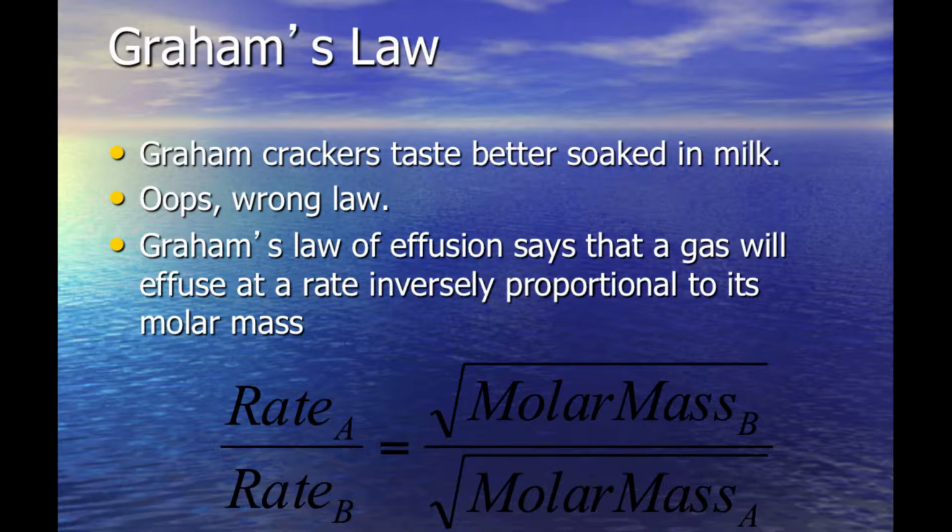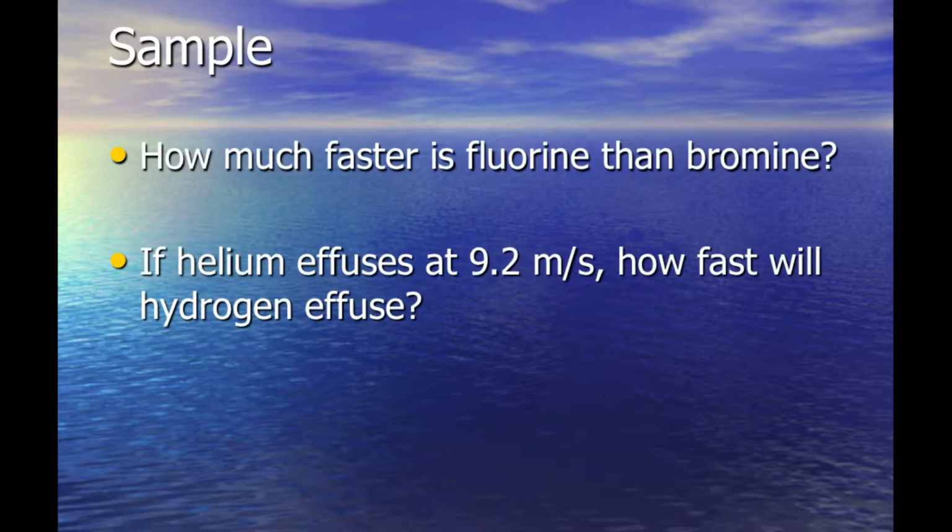And that's Graham's law. We'll actually practice this a little bit in class, but I will show you how to do it as a sample right here. So how much faster is fluorine than bromine? You will need your periodic table. Go ahead and grab that. Find the mass of fluorine and find the mass of bromine and meet me back here.